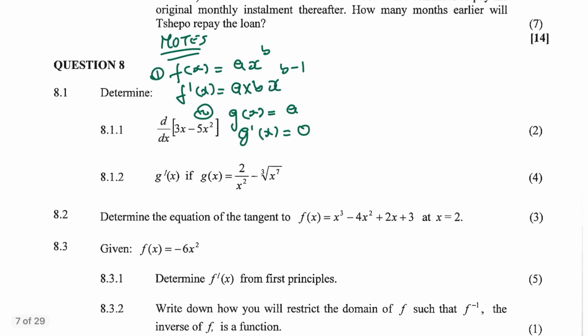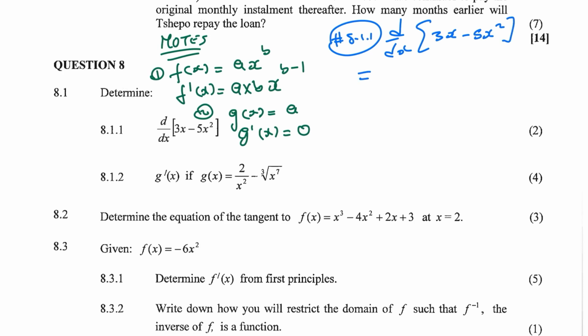I'm going to give you an example, 8.1.1.1. Differentiate 3x minus 5x squared. How do you do this? You need to find the derivative of 3x. The derivative of 3x is 3 times 1, x power 1 minus 1. And 3 times 1 is 3, and x power 1 minus 1 is x power 0. So you have 3x power 0. Make sense?